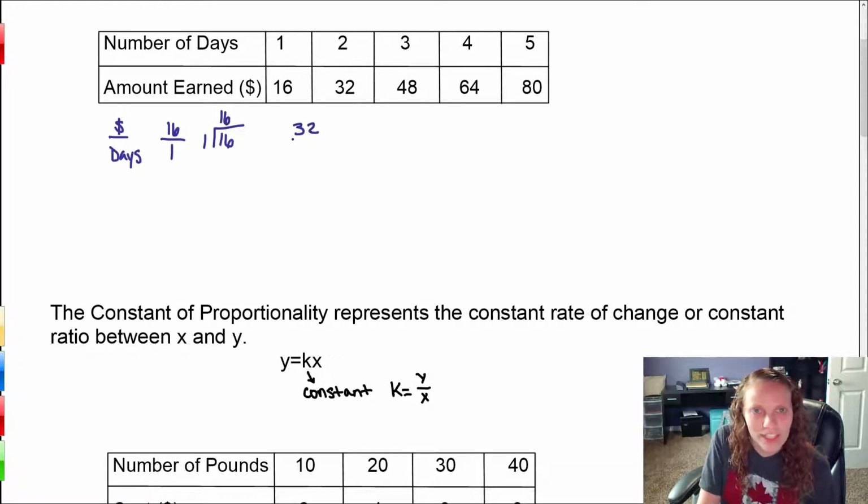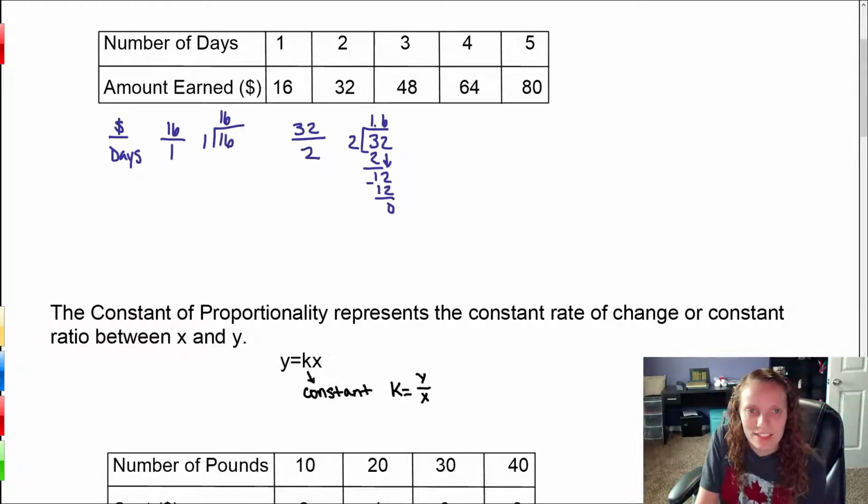32, money over the days, and we're going to figure out what the money per day is in this situation. First number goes in, 32, and last number goes out. 2 goes into 3 once, and then bring down a 2. 2 goes into 12 6 times, and that ends up being 16 as well. So I'm going to box in my answers as I go. So 16 for the first one, $16 per day for the second one.